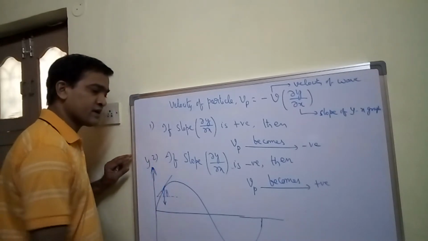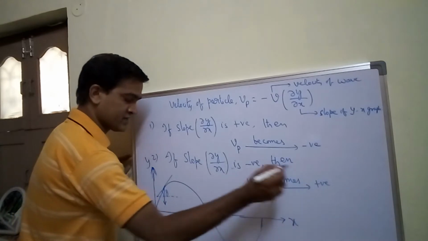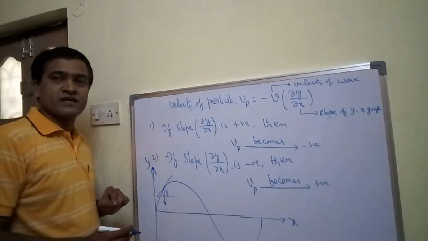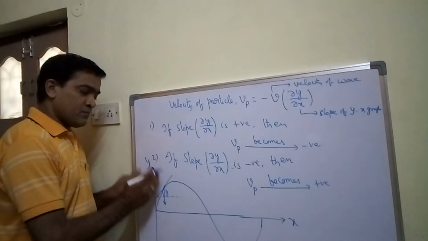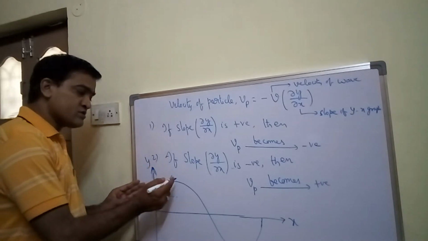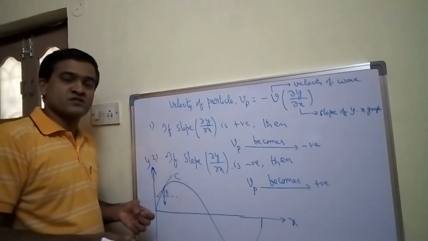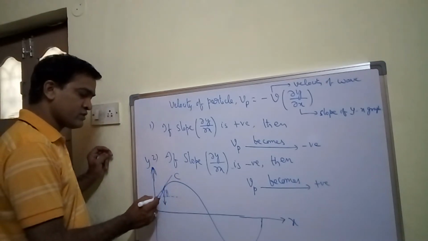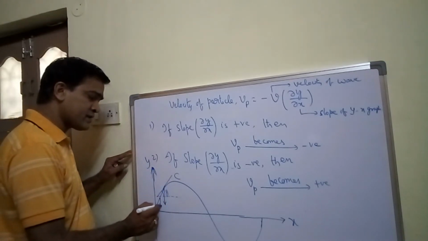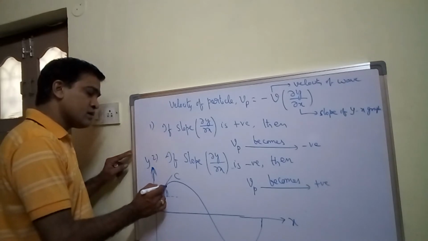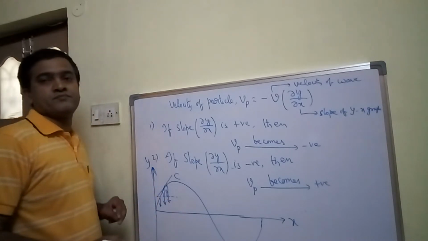Let me take this as x. So it tends towards the negative y direction. So the particles present on the left side of the crest, if I consider this topmost point as the crest, all the particles, wherever you take, will try to come down.